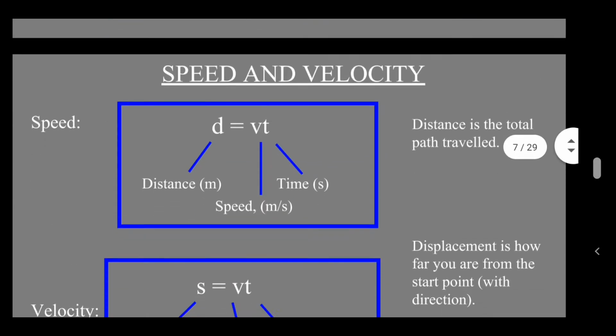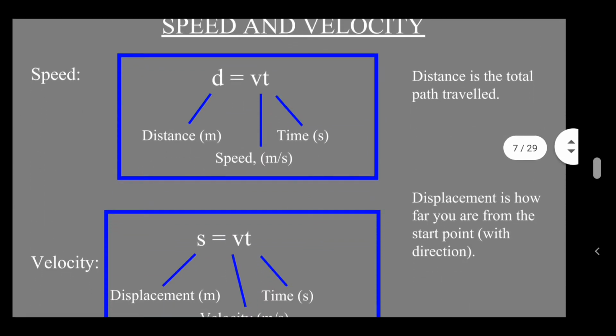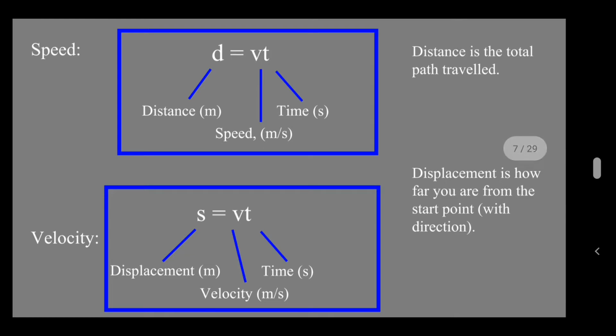Now, speed and velocity in terms of distance and displacement. Speed, as I was talking about in the video, is distance over time. That's very easy. You should know that by now. Speed is meters per second, time is seconds, distance is meters, and that is the total distance travelled by something and the path that it takes. Velocity is the displacement. Okay, displacement, remember, is the shortest distance between 2 points. And velocity is measured in meters per second and time is measured in seconds.